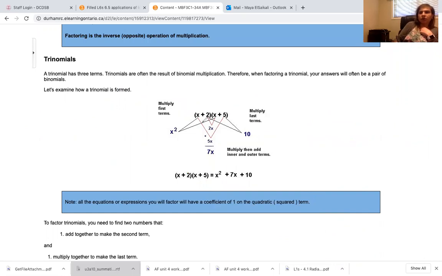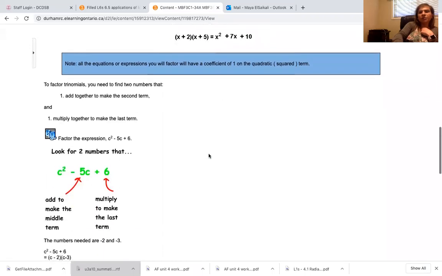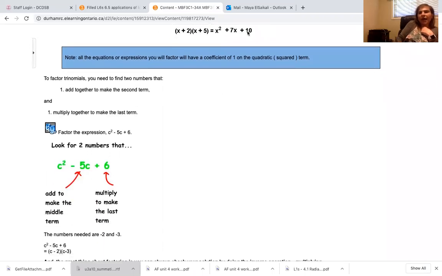So here is an example. Whenever I have a trinomial and I'm trying to factor that trinomial, we call that process the sum and product. So I have a trinomial, and to factor the trinomial, you follow a process called sum and product.